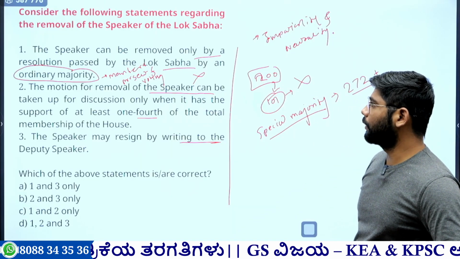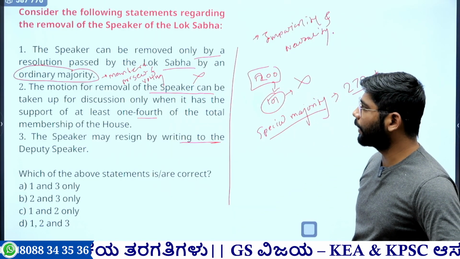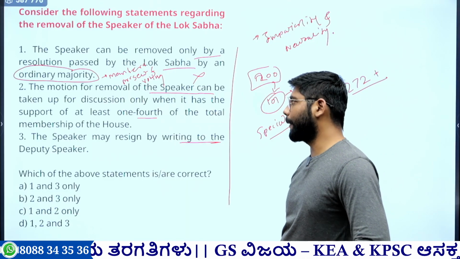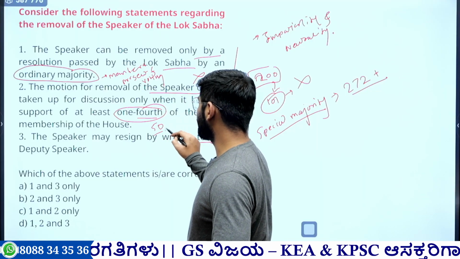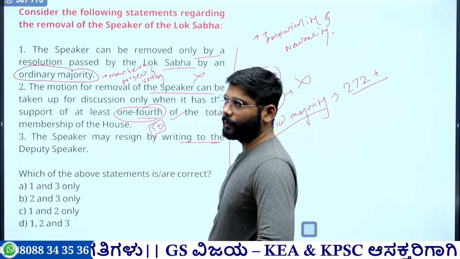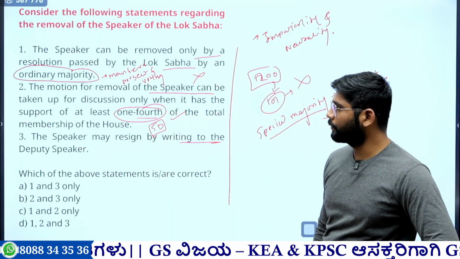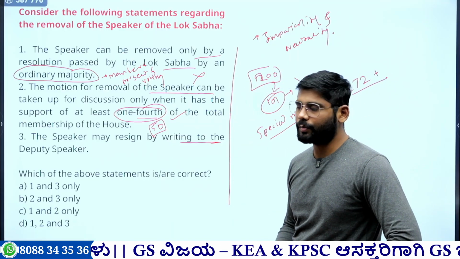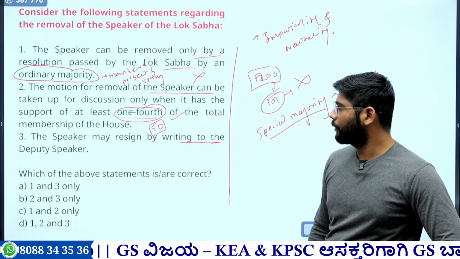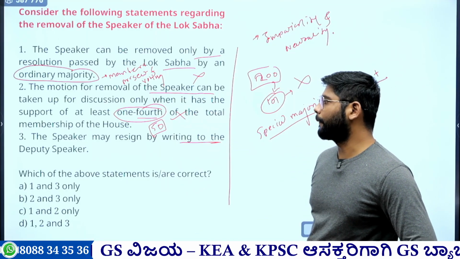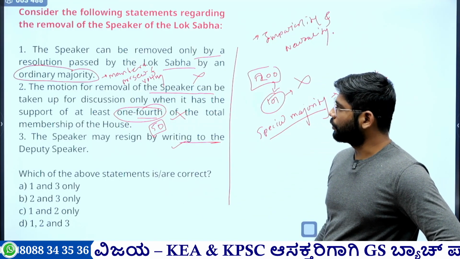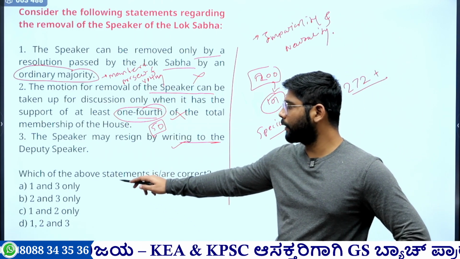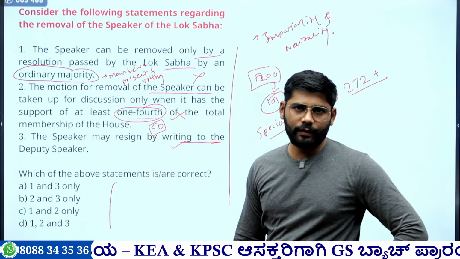Second, the motion of removal of the Speaker can be taken up for discussion only when it has the support of at least 1/4. It is not 1/4, but 50 members of the Lok Sabha who support the resolution to remove the Speaker; only then can it be taken up for discussion. So the second statement is also wrong. Then, the Speaker may resign in writing to the Deputy Speaker. Yes, this is correct. So only the third statement is correct. The other options are wrong here.